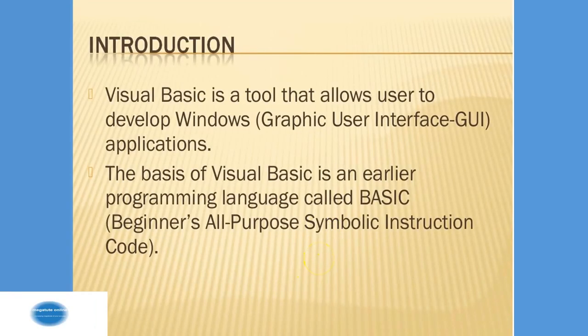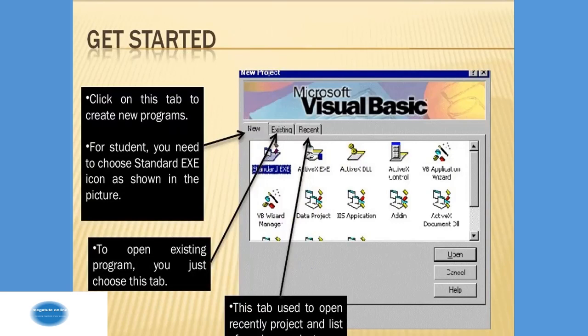So Visual Basic is a tool that allows users to develop graphical user interface applications. Visual Basic is based on an earlier programming language called BASIC, that is Beginners All-purpose Symbolic Instruction Code. Now when we start with Visual Basic we get this kind of screen, alright. When we click at the new tab you will be able to choose any of these particular formats in which Visual Basic produces the program, alright. If you go to existing you will be able to get the existing product, and recent will take you to the recent tab. So most of the time we go for the new.